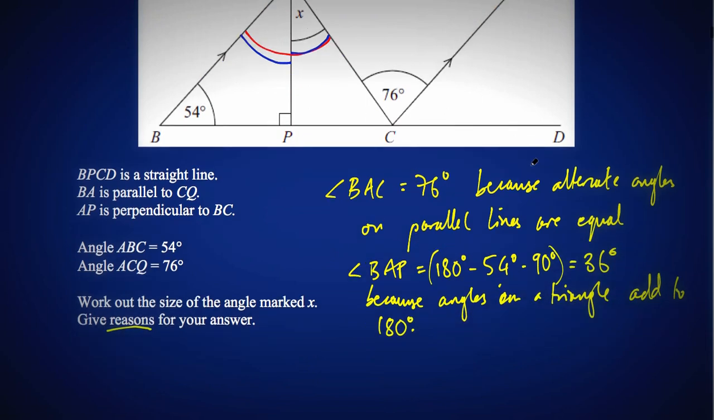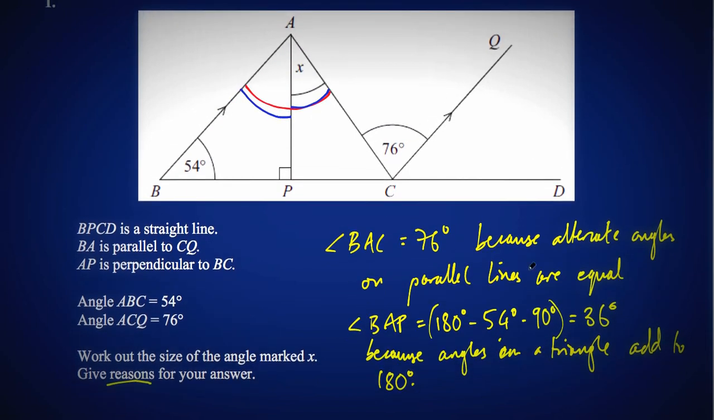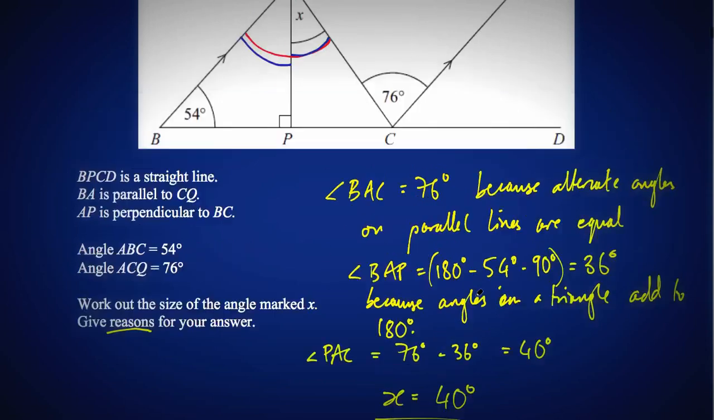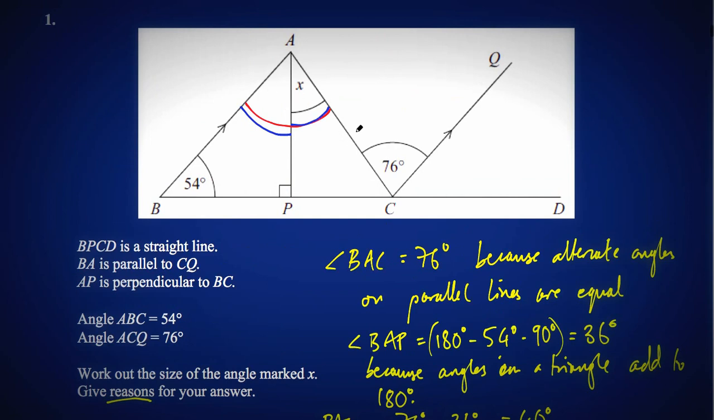My final step then is to say angle PAC equals 76 degrees minus 36 degrees equals 40 degrees, and that gives me my answer that X equals 40 degrees. I've explained my reasoning and I've labelled the angles that I'm using. I've also annotated the drawing, which is not particularly helpful, but it's good for me if I'm checking my answers afterwards to make sure that I've done the right thing.